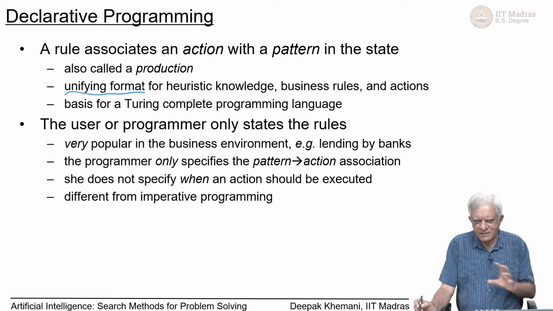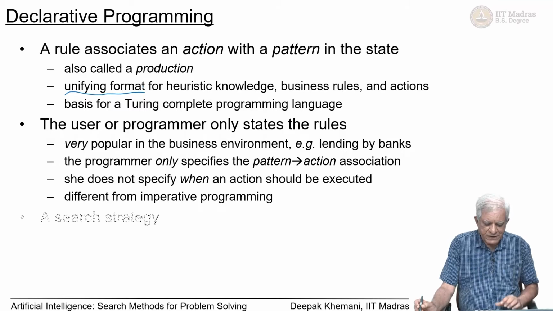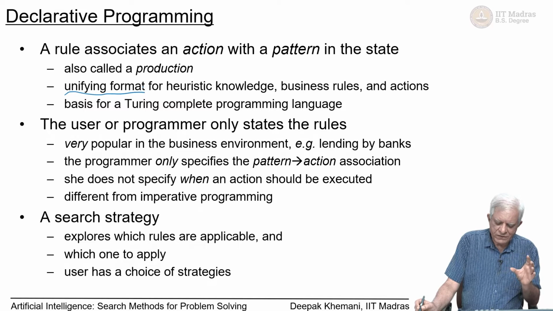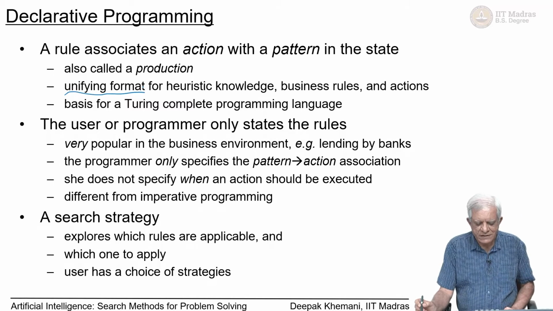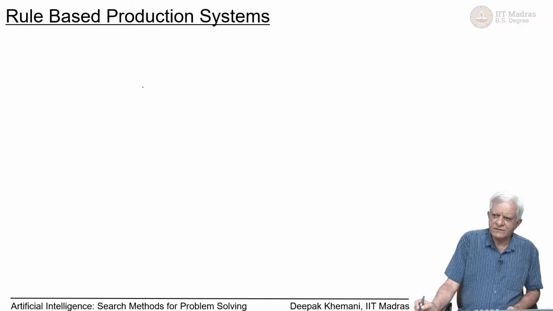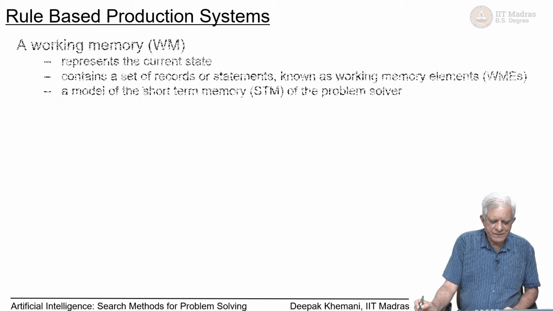We just say what is the relation between patterns and actions, and we leave the decision of what rules to execute to, as we will see, what is called an inference engine, which incorporates a search strategy as to which rules are applicable, which ones to apply. So, the user is typically given a choice of strategies by a production system implementation, and we will see that today. So, this is a notion that we are looking at, rule based production systems.